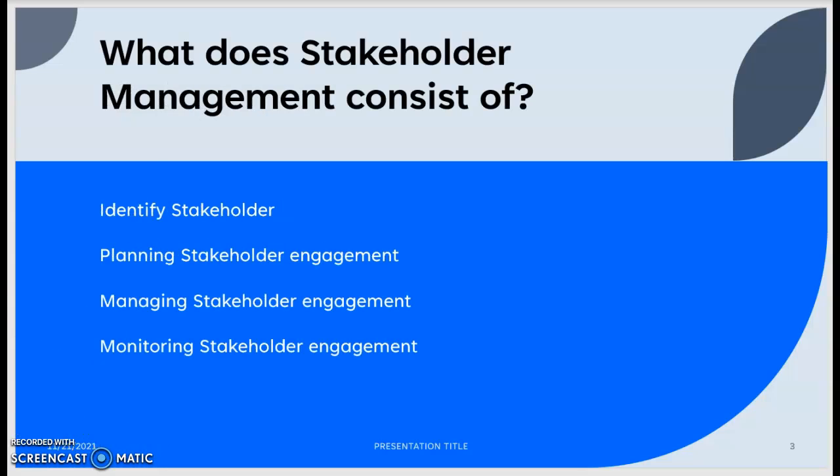Now, moving on to our third topic, what does stakeholder management consist of? Well, it primarily consists of four different areas: identifying the stakeholder, planning the stakeholder engagement, managing stakeholder engagement, and monitoring stakeholder engagement. So, to properly identify a stakeholder, we first need to do a few things, right?